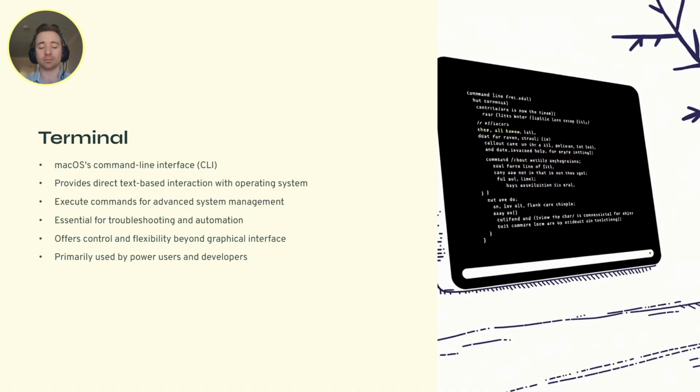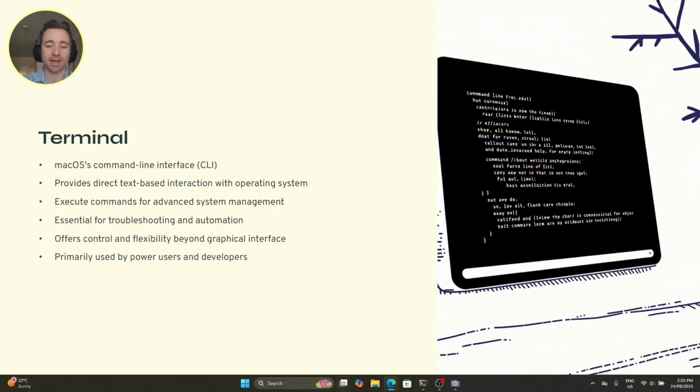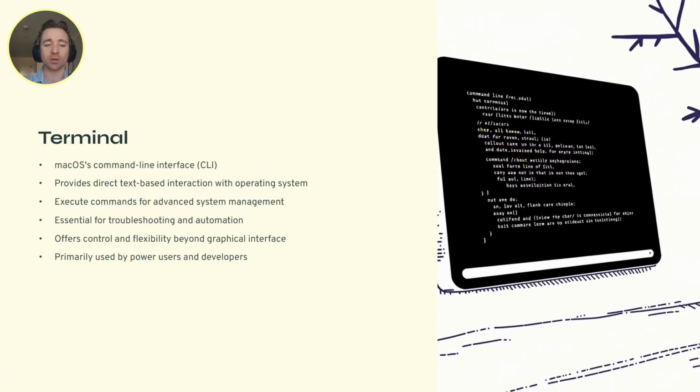Okay, so you've got the Terminal. That's like on Windows, I have Windows PowerShell. On Mac, they have Terminal. You're just using text-based commands to powerfully interact with your system, and it provides direct text-based interaction with your operating system. You can execute commands for advanced system management, just like we went over in Exam Objective 1.5 when we were doing the commands cd, dir, etc. Terminal is where you do that stuff on Mac.